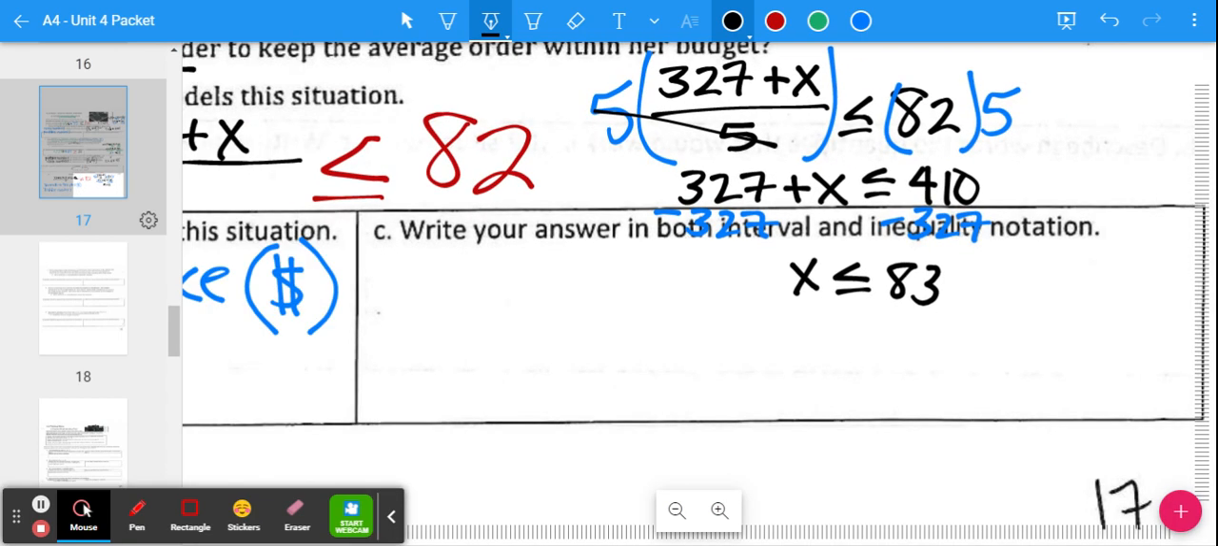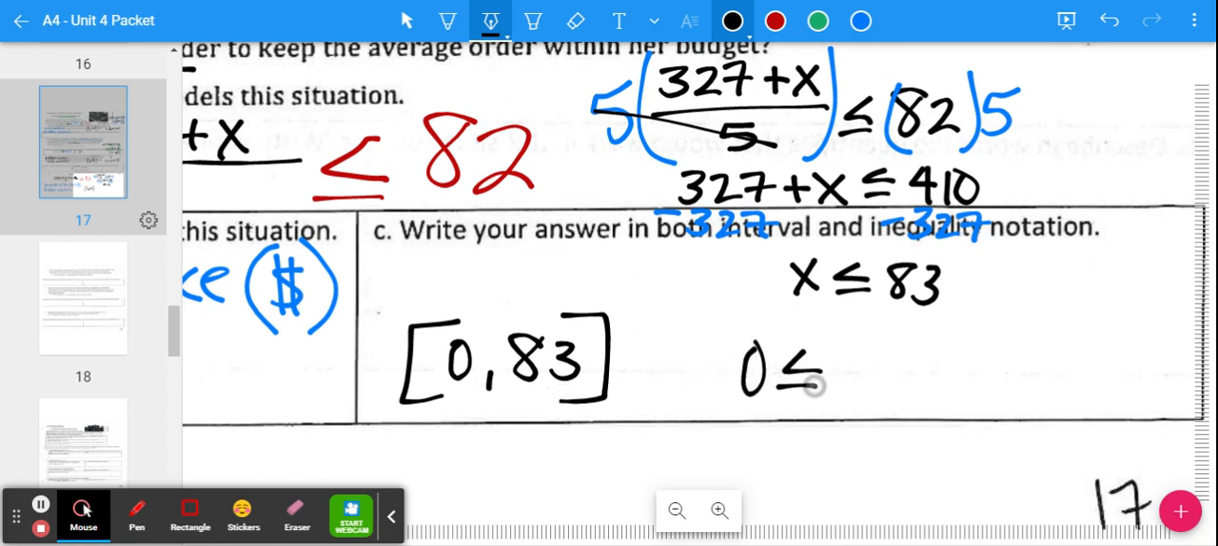So that means she can spend $83 or less on that last order to keep the average of those orders no more than $82. So in our interval, she can't really spend 0 on an order, but we include it because it's part of that range of values. And then the maximum she can spend is 83. And our inequality is 0 is less than or equal to x, which is less than or equal to 83.